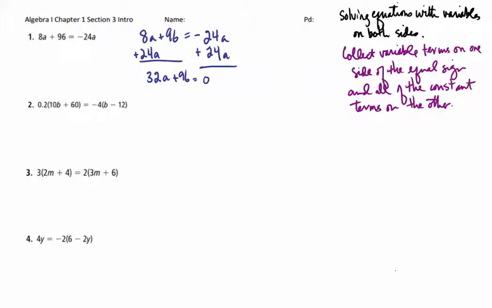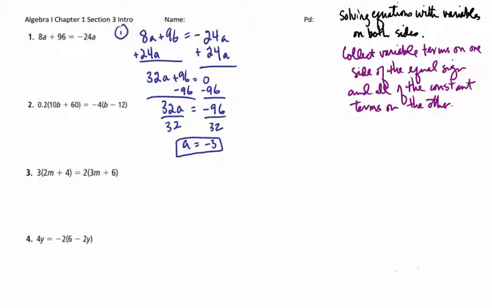Now we would subtract 96 on both sides, and we end up with 32a is equal to negative 96, and at this point we can divide both sides by 32, and you'll see that a is going to equal negative 3. So that does it for example 1. All right, we'll go on to the second example here.